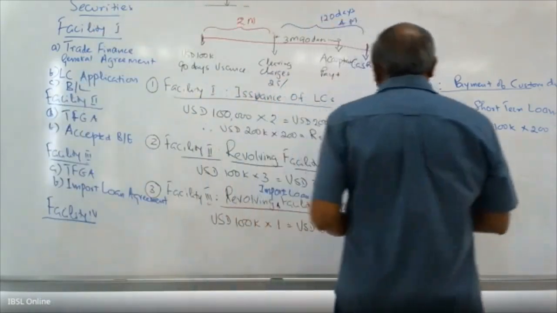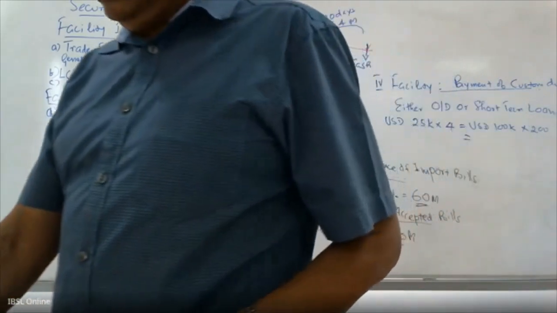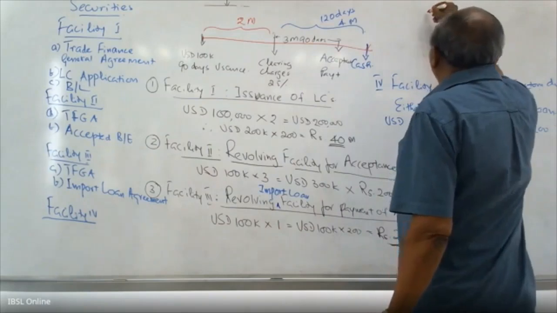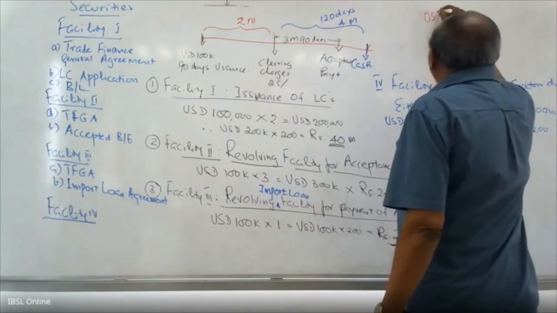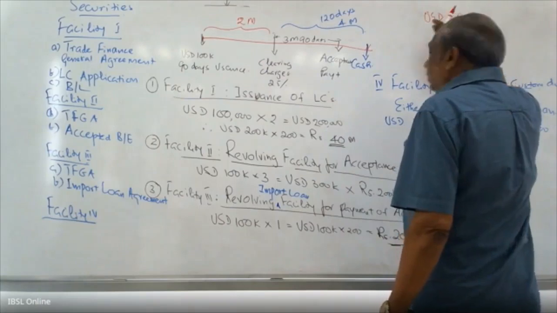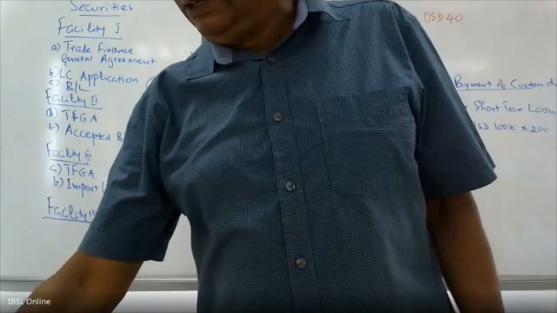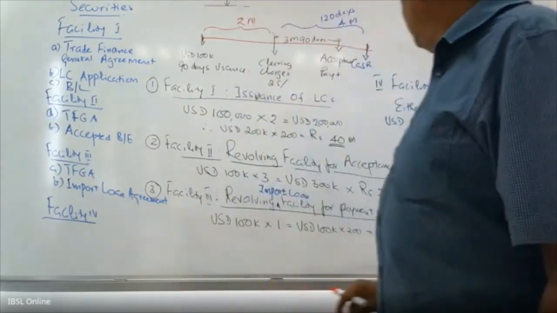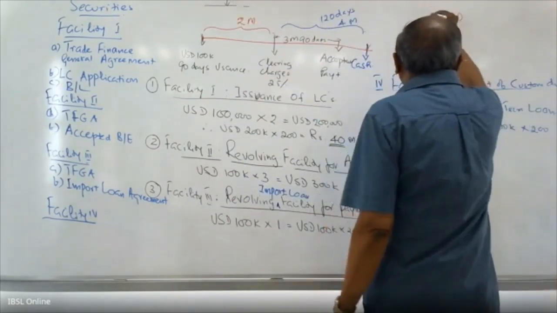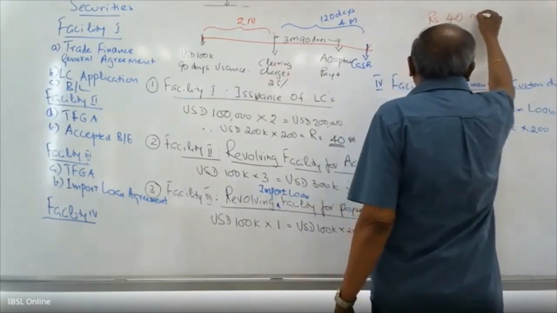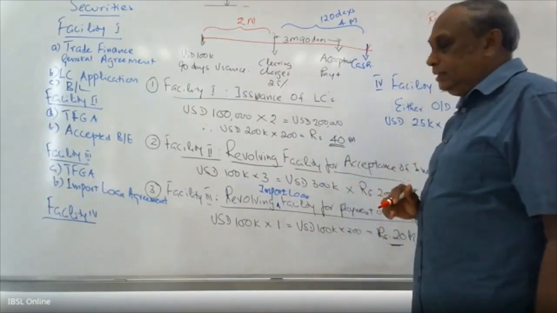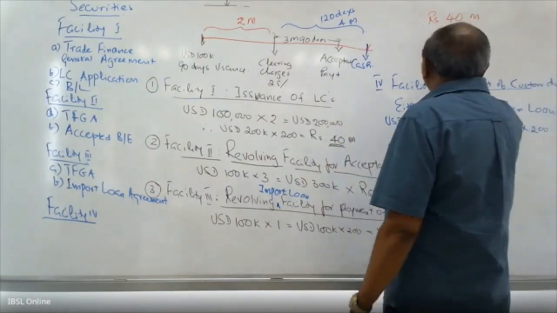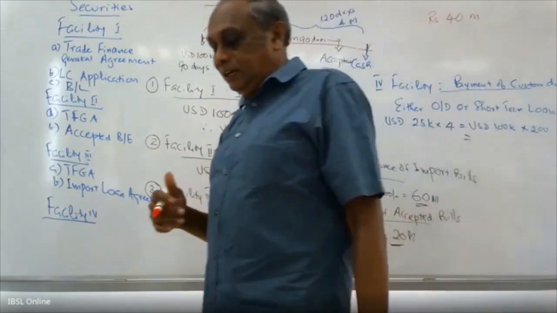Now you see, when we open two LCs, the entire 40 million, not US dollars, rupees, 40 million, gone, utilized. Then when we receive the revolving facility, a big 40 million only, then we start, how do we know?